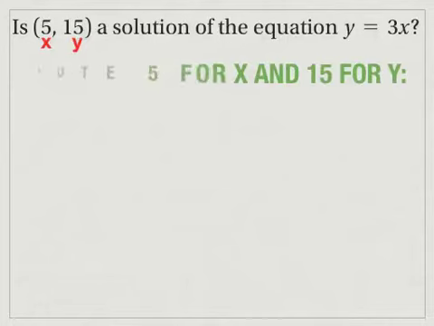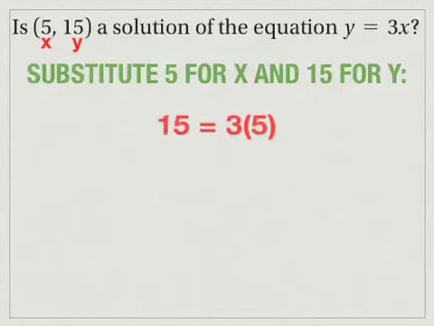When I do that, I have 15 equals 3 times 5. Notice there's nothing to solve. There is something to solve here, but there's no variable. I'm not trying to get a variable by itself right now. All I'm trying to do is see if the two sides of the equal sign are in fact equal.